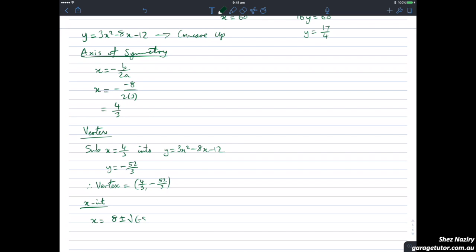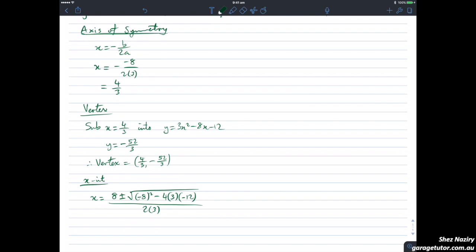So b squared minus 4ac. Yeah, I memorized it by accident. I also went to hospital because of it. But yeah, anyway, I was studying too much.